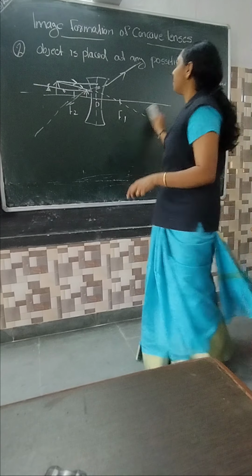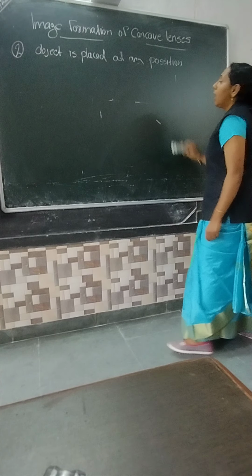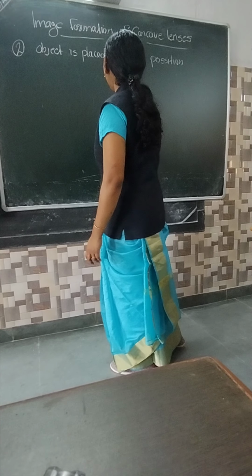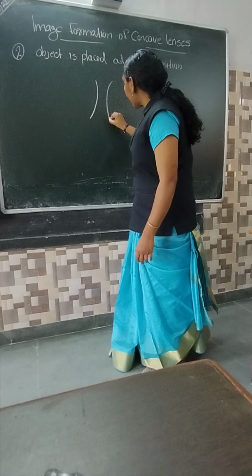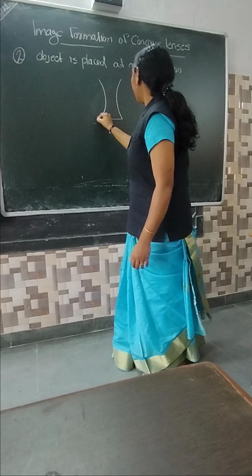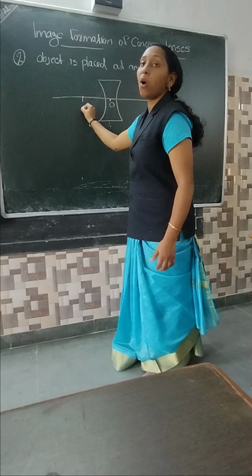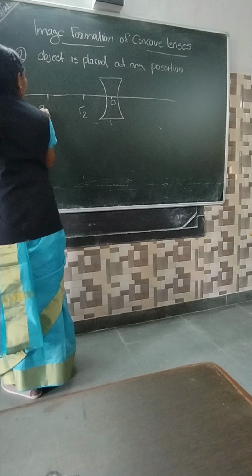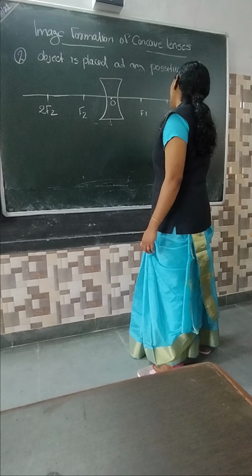Listen here. In the previous condition, I took the object beyond F2. Now I am considering my object beyond 2F2. Don't write now, just listen. So this is my concave lens. Optical center. Principal axis. Which focus is this? F2. This one is 2F2. This is F1. This one is 2F1. This much you already know.